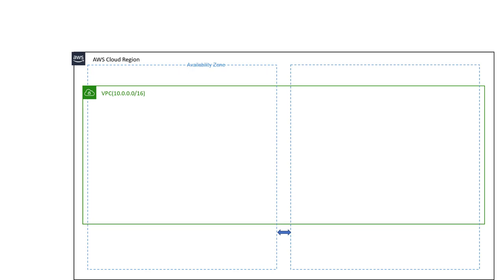Within these availability zones, you can create your VPCs. A VPC is a container within which all your resources would reside. This includes your EC2 instances and your RDS instances. This is basically the container which would contain most of the resources that you would create in AWS. The important thing to remember is that it spans across availability zones and it has an RFC 1918 CIDR range. The CIDR range that I have shown here is 10.0.0.0/16.